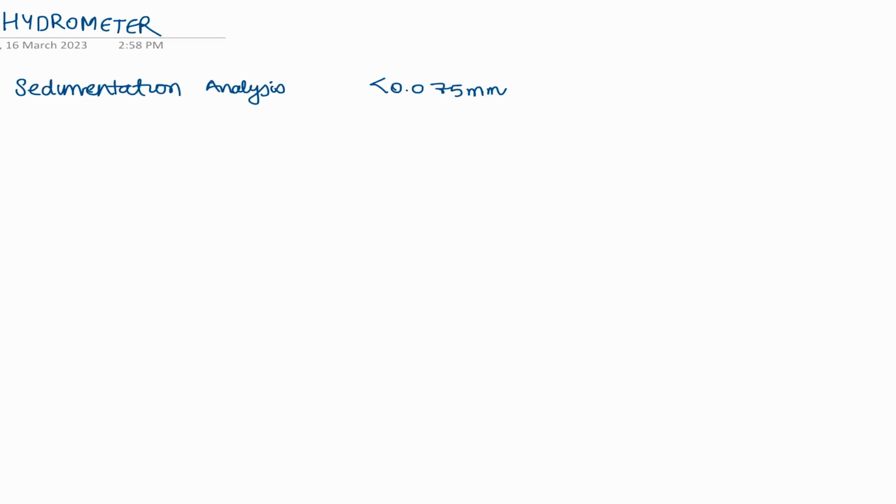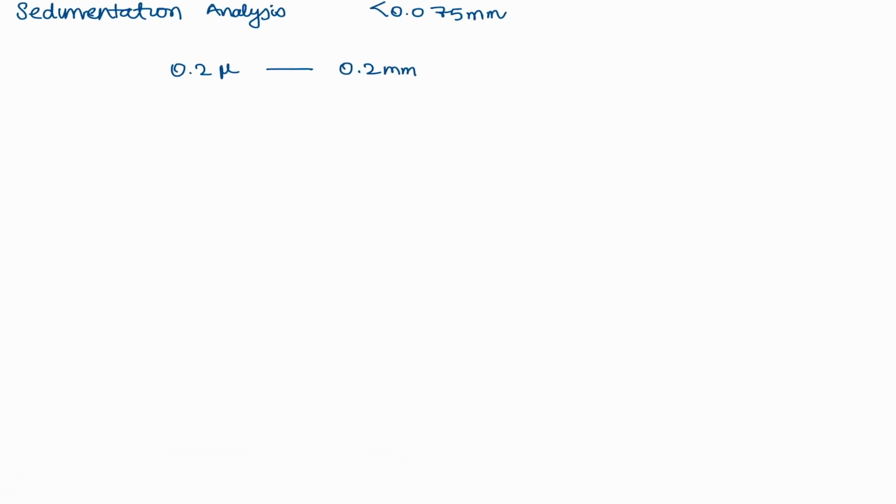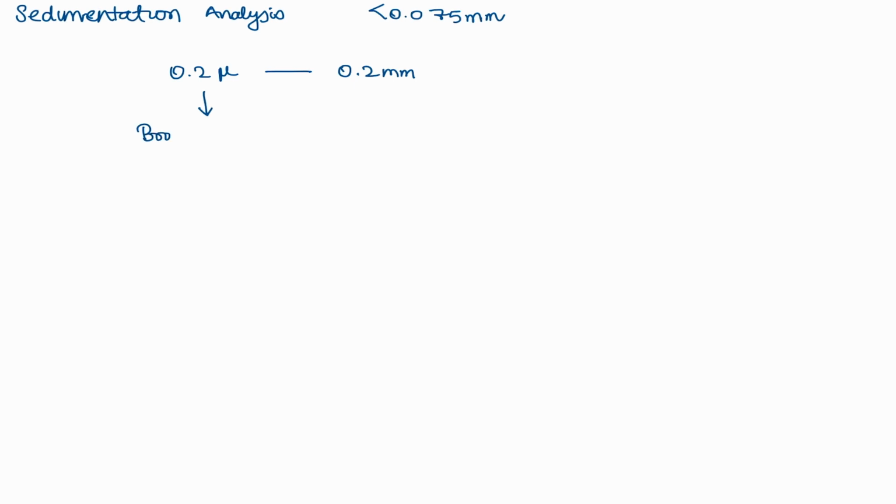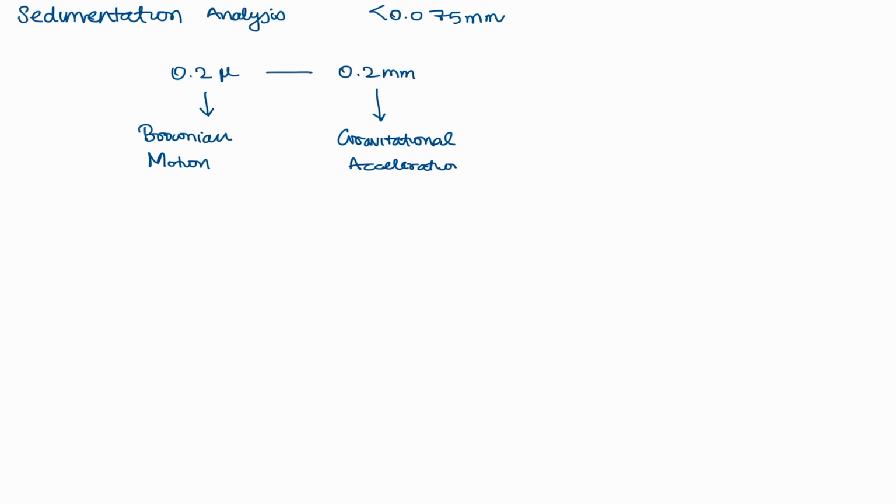So we should know the range, that is 0.2 micron to 0.2 mm. So this should be the range. Below this particular range, 0.2 micron, Brownian motion is set up. And above this 0.2 mm, gravitational acceleration is set up. So our ideal range should be within this.